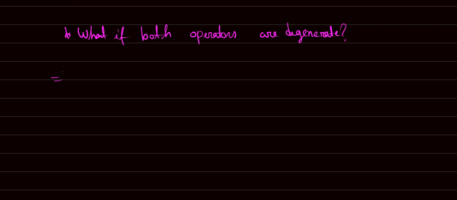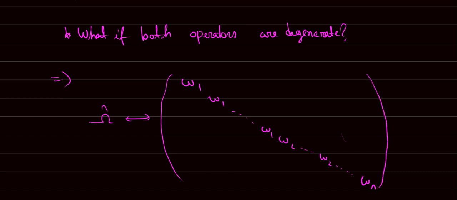But what if both operators are degenerate? So if operators are degenerate, let's say our omega operator can be written like this in matrix form. This will be 0, this will be 0, this will be 0.